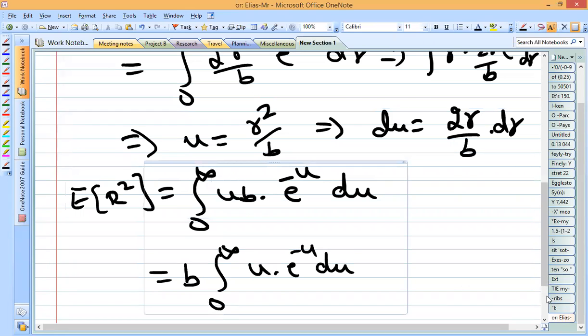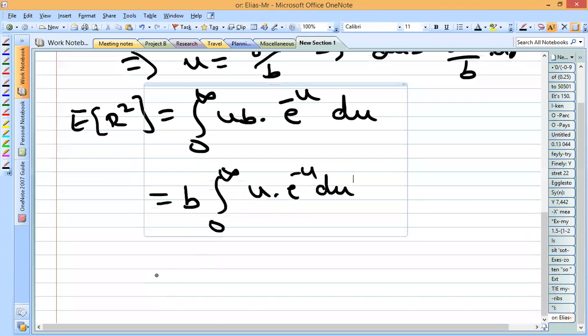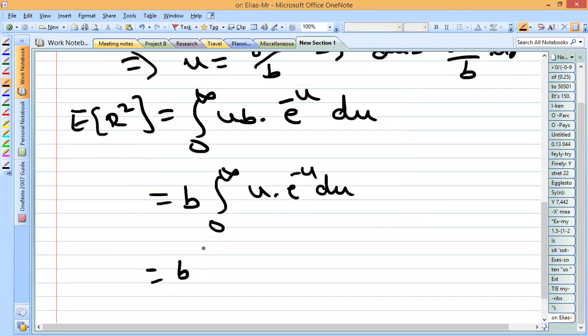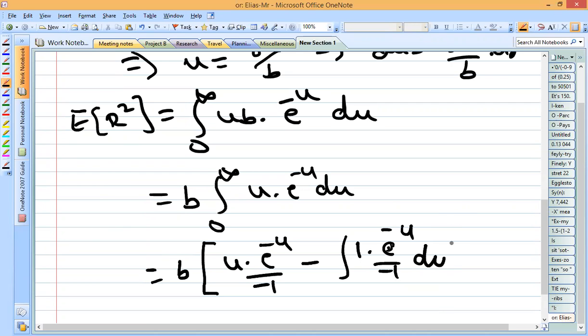So in the next step, what you can write? Integrate using integral by parts. b will be there outside the integral. u into e to the power minus u by minus 1, minus integral of the differentiation of the first term, which will be 1. Whatever the integration that you have done, copy this e to the power minus u by minus 1 with respect to u.